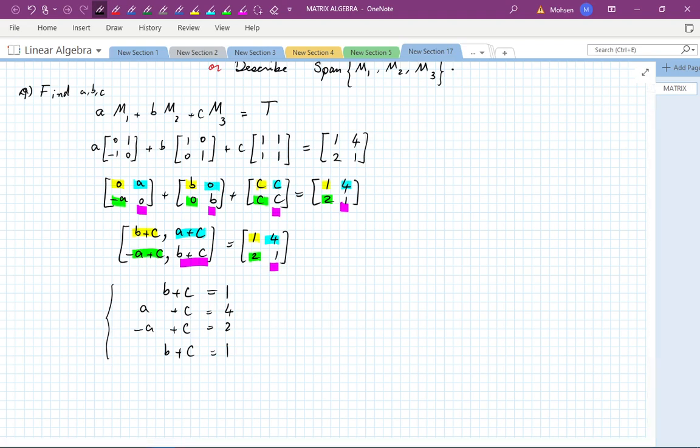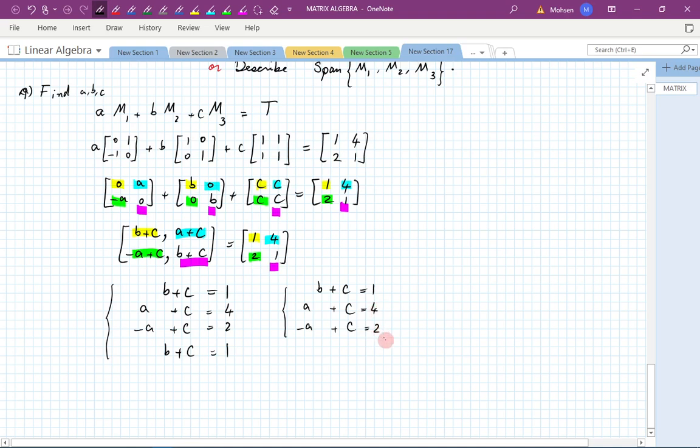In any specific instance, what do we do? Well, in any specific instance, you sit down and solve the equation. There is no shortcut to that. So in this case, we go ahead. We say, okay, this you can simplify to b plus c equals 1, and a plus c equals 4, and minus a plus c equals 2. This is a rather friendly equation.